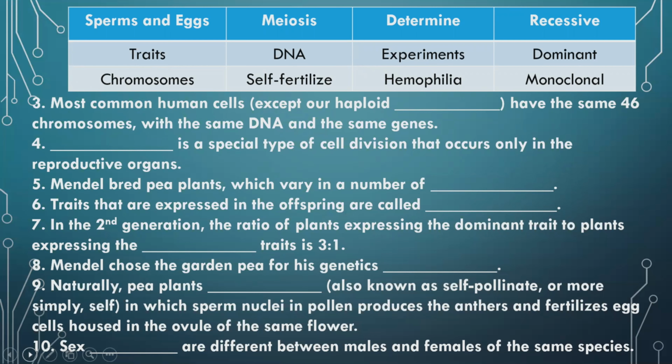Number nine. Naturally, pea plants self-fertilize, also known as self-pollinate or more simply self, in which sperm nuclei in pollen produced in the anthers fertilize egg cells housed in the ovule of the same flower. Ten, sex chromosomes are different between males and females of the same species.